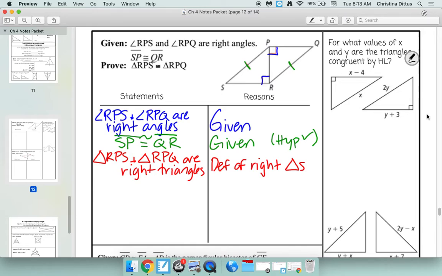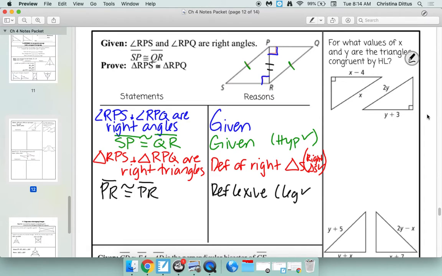Anywho's. Alright, so I should write this. So I have my hypotenuse, I have my right triangles. What's the only thing I'm missing? A leg. I'm not given a leg, so I gotta look at my picture. Do I have a leg on my picture? Yeah, what do I got? PR. PR is congruent to PR. Because why? Reflexive. And we said this is our leg.